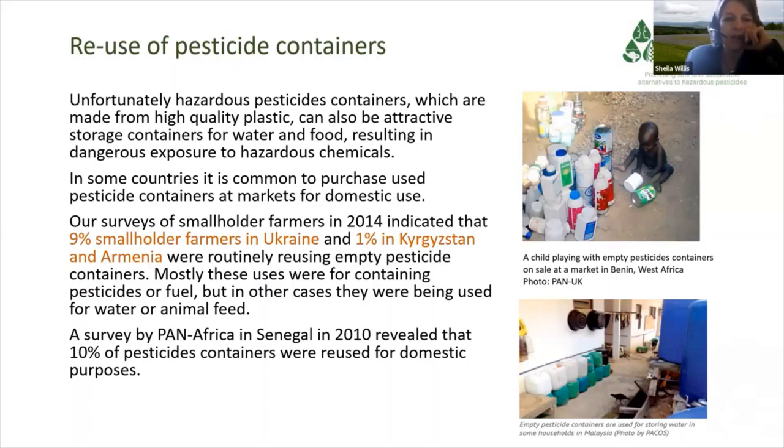Surveys we did in Ukraine and in Kyrgyzstan in 2014 showed that 9% of the farmers we interviewed in Ukraine and 1% in Kyrgyzstan and Armenia were routinely reusing empty pesticide containers, mostly for fuel or pesticides, but in some cases also for water or animal feed. And then those pesticides obviously can enter the food chain and cause human health hazards. A survey we did in Senegal in 2010 revealed that 10% of empty pesticide containers were being reused for domestic purposes.